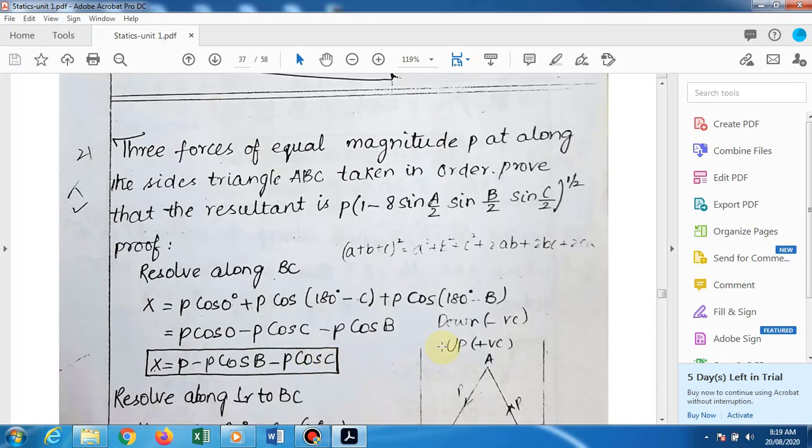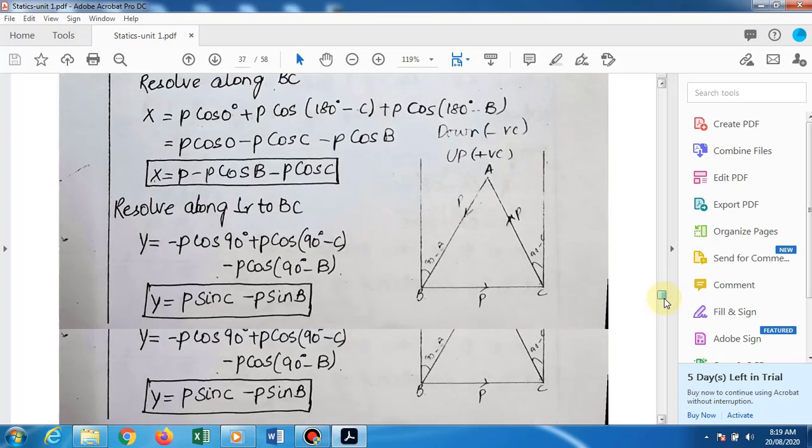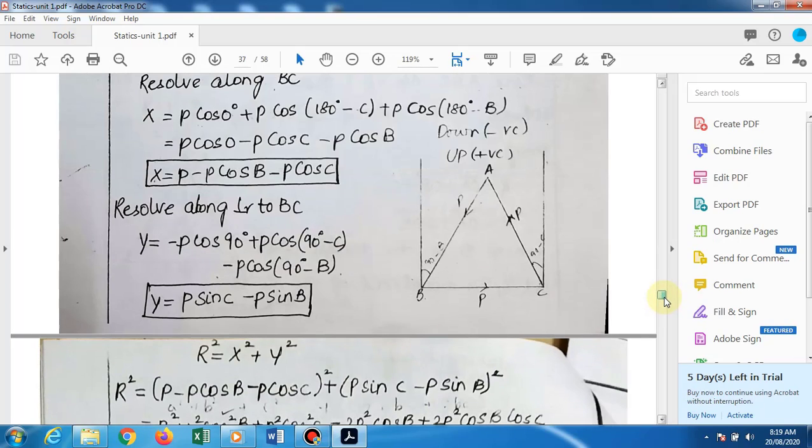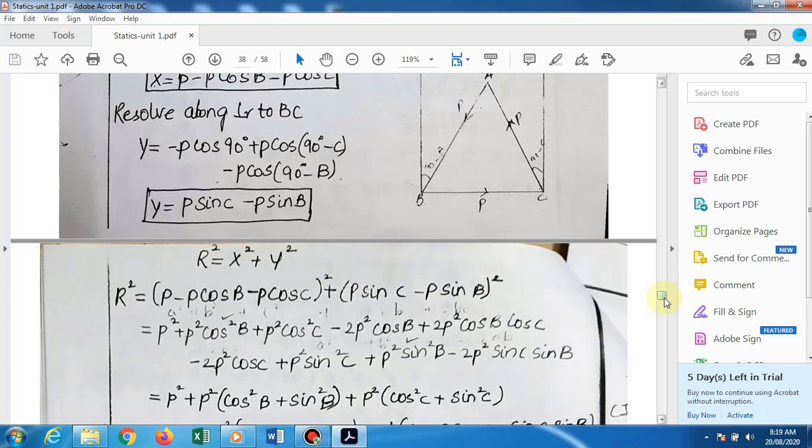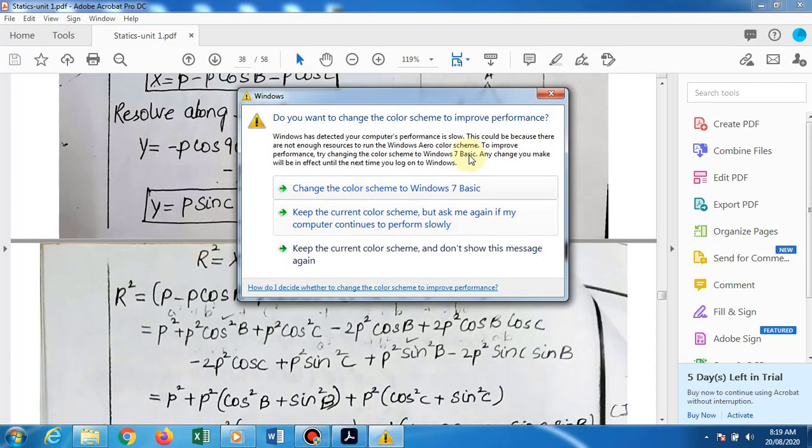Now you have to resolve perpendicular to BC. So what will you get? Perpendicular, with opposite sign: minus P cos 90 plus P cos (90 minus C) minus P cos (90 minus B). Cos 90 value is 0. So Y is equal to P sin C minus P sin B.